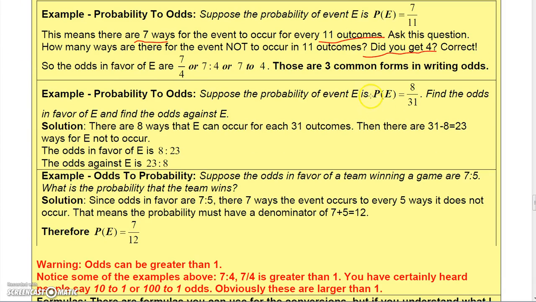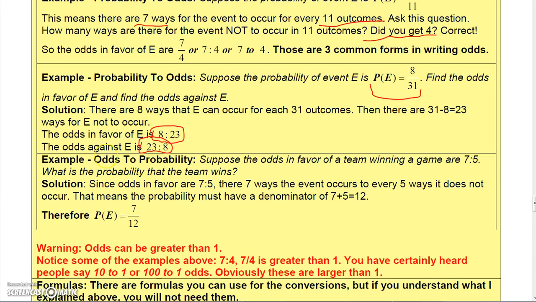Okay, here's another example. Let's say the probability of an event is 8 out of 31. Well, that means there's 8 ways the event can occur, and if you take 8 from 31, it's 23 ways that it cannot occur. So the odds in favor of the event would be 8 to 23. So for every 8 ways it can occur, there's 23 ways it cannot occur. By the way, if you wanted to know the odds against it, you just flip the odds in favor around, and so the odds against it occurring would be 23 to 8.